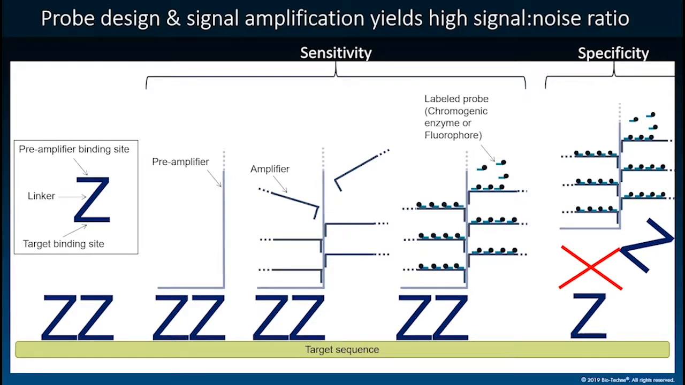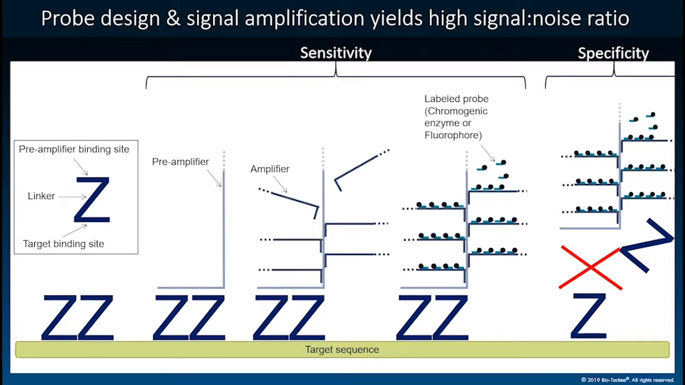Background, on the other hand, is completely eliminated because the signal is dependent on both these Z's binding next to each other on the target. What that means is you need both these Z's right next to each other on the target sequence for this tree to be built. If both these Z's do not bind, then the preamplifier cannot form a stable hybridization, and this amplification tree system does not get built. Consequently, no amplification of non-specific hybridization occurs, generating little to no background signal.